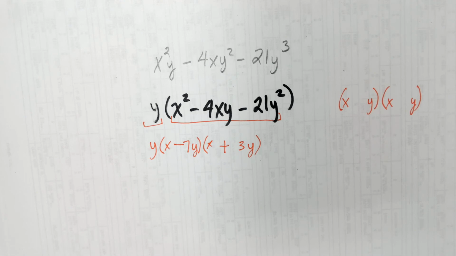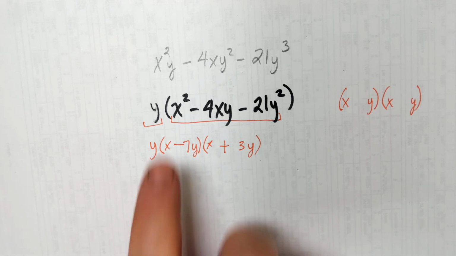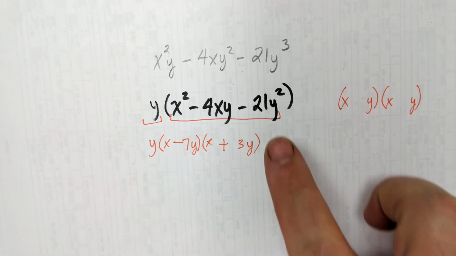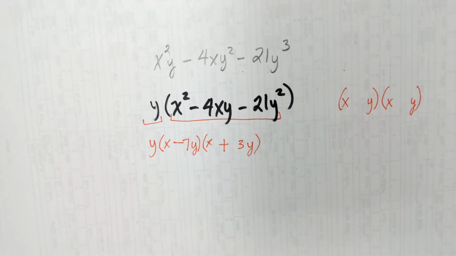So that one is tricky at first, but if you factor the y out, and then if you just recognize how this y squared can come to be, then it's really not that bad. The 21 and the 4 make it pretty easy.